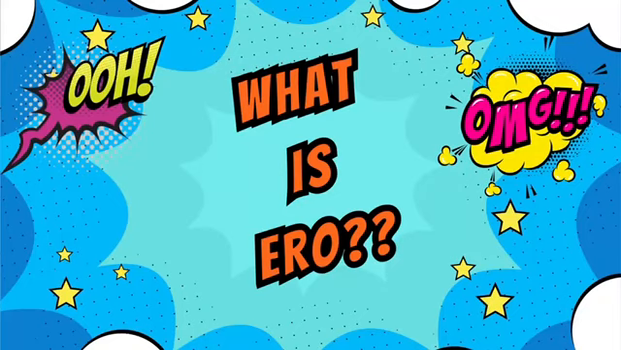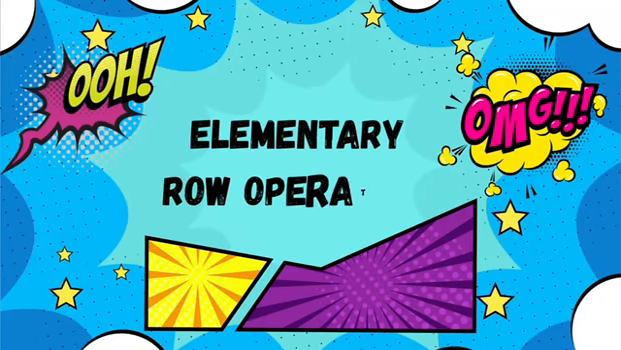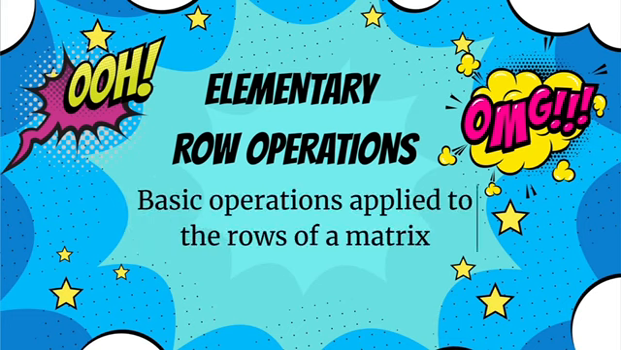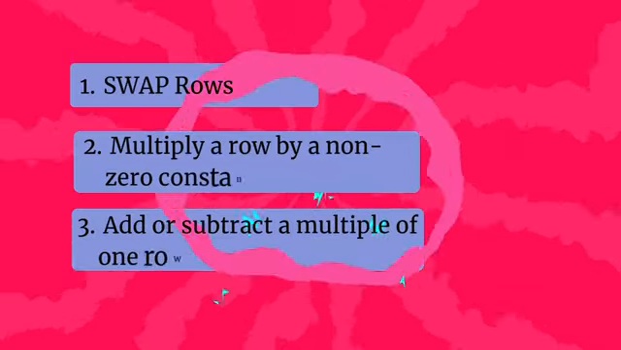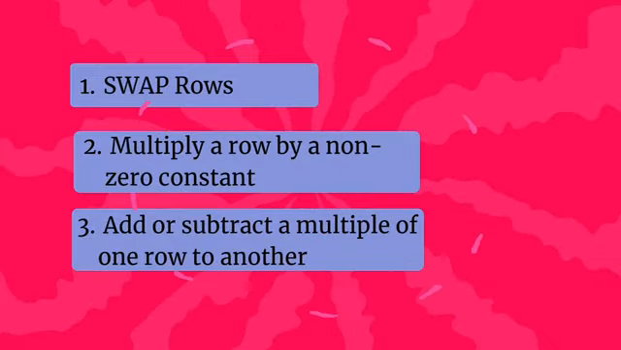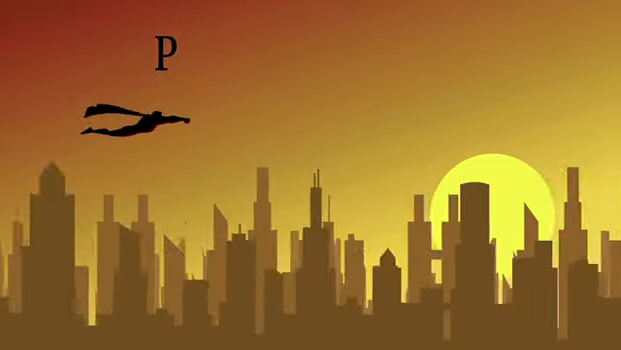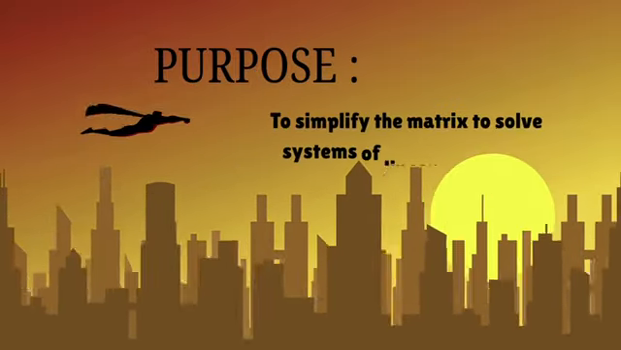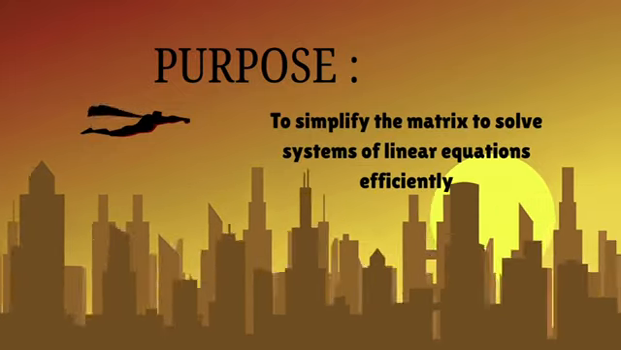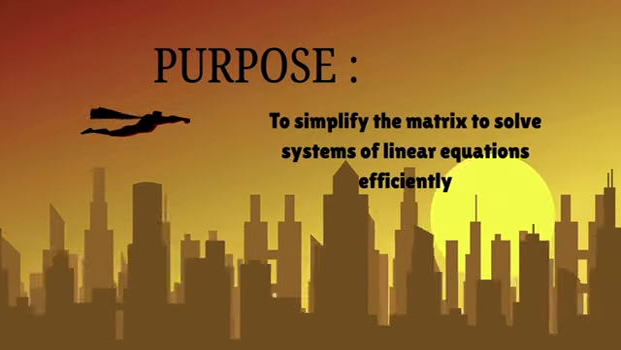So, what is ERO, elementary row operations? It is a basic operation applied to the rows of a matrix. There are three types of operations: swap rows, multiply a row by a non-zero constant, add or subtract a multiple of one row to another. The purpose is to simplify the matrix to solve systems of linear equations efficiently.